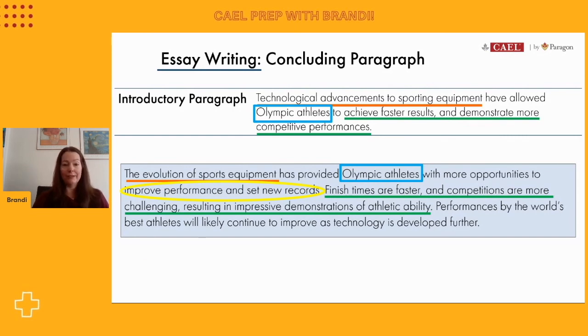So in our conclusion, you can see again how those ideas are there, just reworded. So instead of saying achieve faster results, in the conclusion, we said finish times are faster. Up top, we said demonstrate more competitive performances. In the conclusion, we said competitions are more challenging, resulting in impressive demonstrations of athletic ability. So again, our introduction and our conclusion match. We've summarized the main points. We've not left anything out. We've varied our language appropriately and used an academic tone. So all of that checks out.